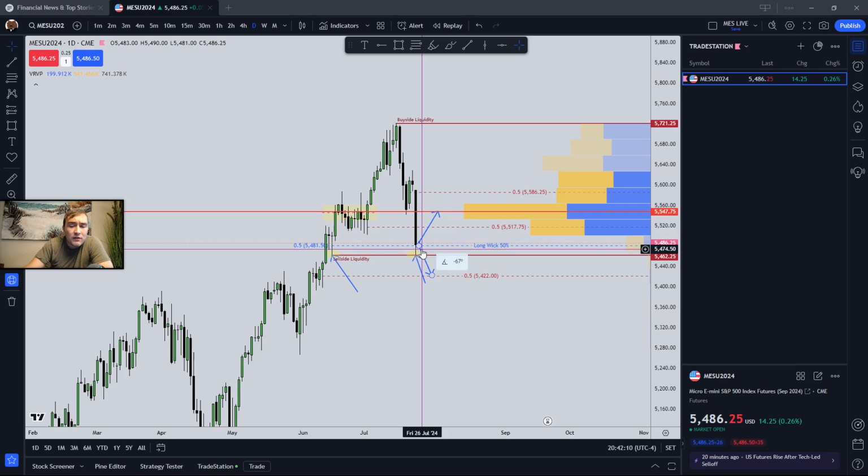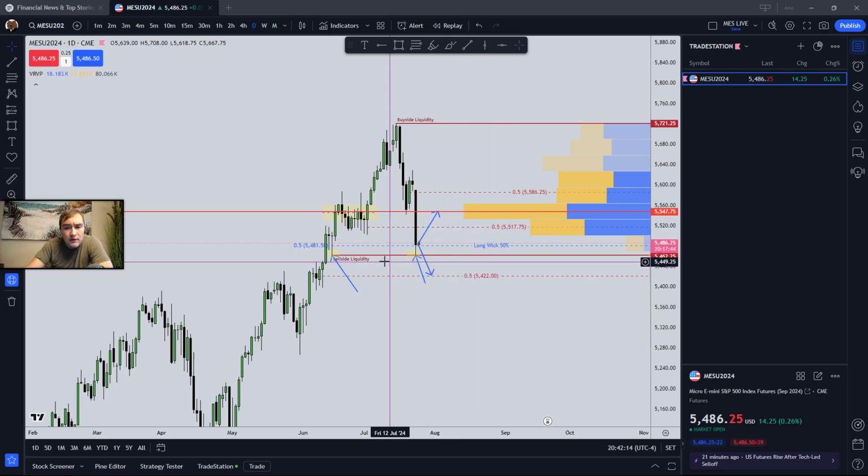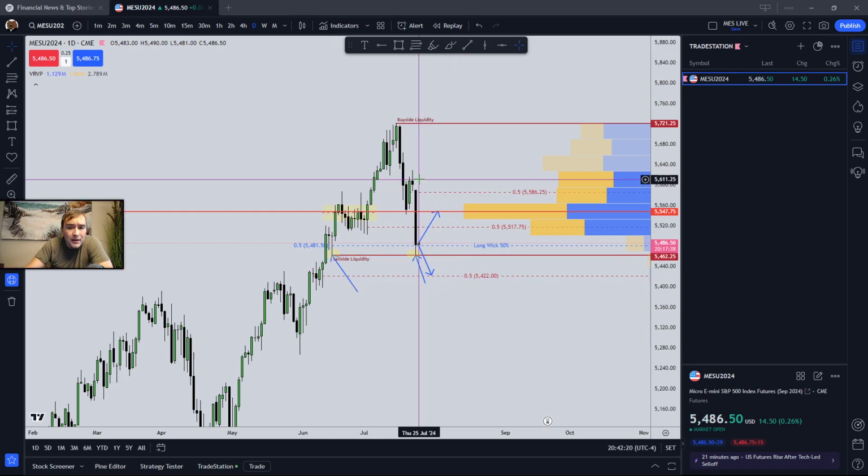If the market wants to plunge lower, my first target is 5,422 evens, as that would be the market running on these equal lows and running into sell side liquidity. Ultimately, guys, I think we are now in a downtrend, so even if we see a relief rally on Thursday and Friday, I think coming into next week, we are going to see further weakness in the ES, and that's my current market analysis.